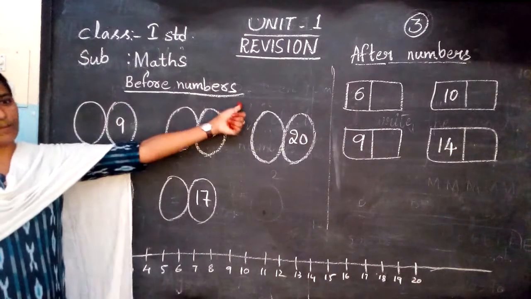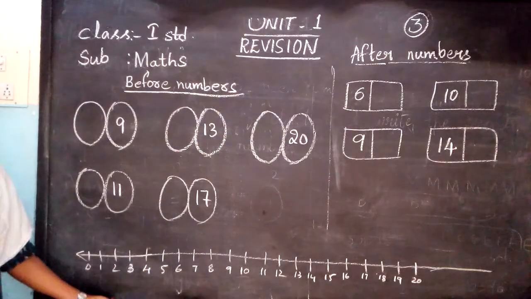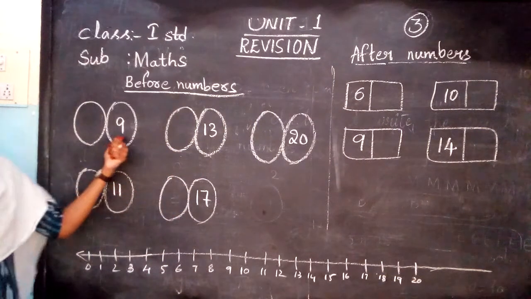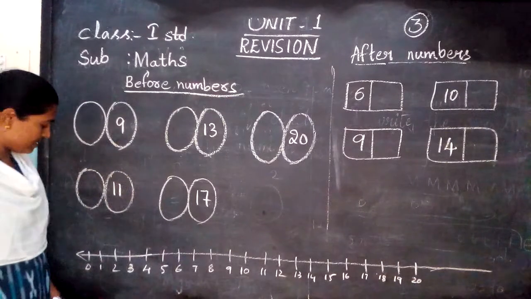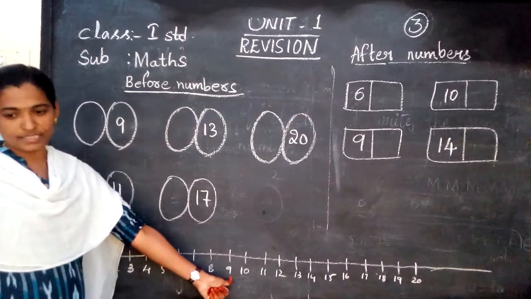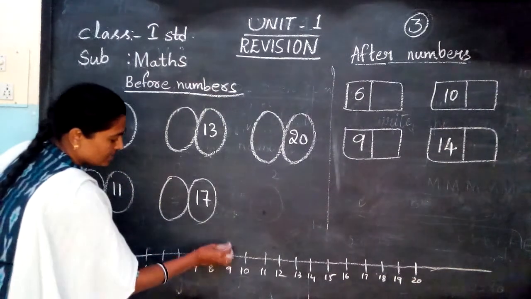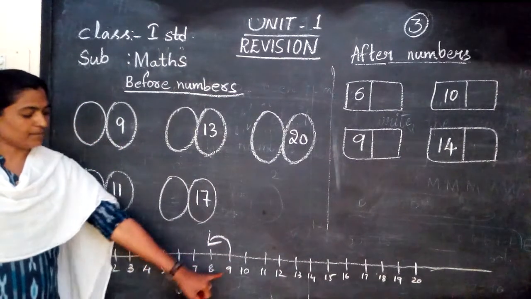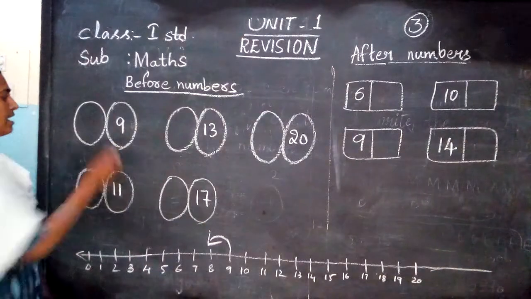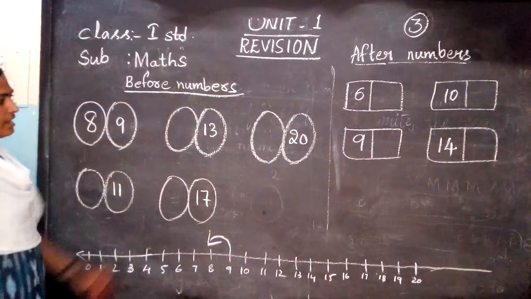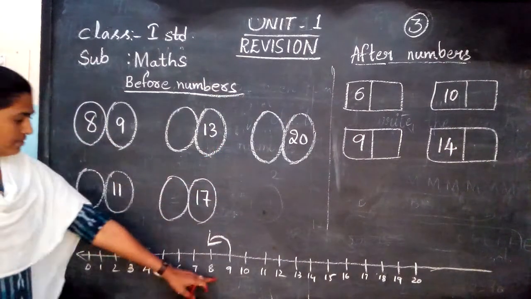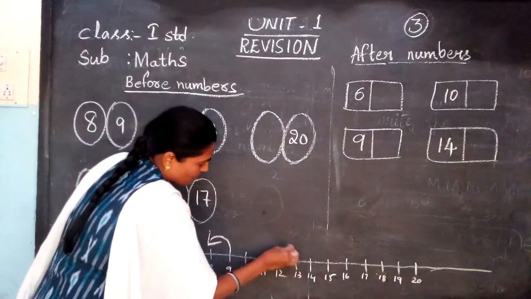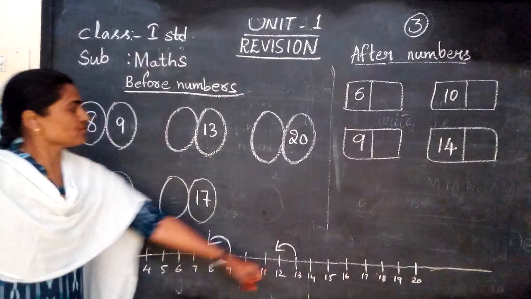Topic is before numbers. By using the number line you can write the before numbers. Now here, what is this number? 9. Where is the 9 in the number line? 9 is here. 9 before number, what is there here? Children, look at the number line. What is 9 before number? Yes, 8. And again 13 is there. Where is 13 in the number line? Here. 13 before number, what came? Yes, 12.